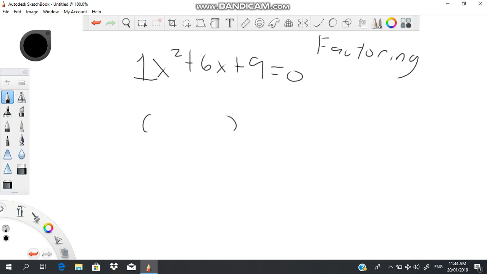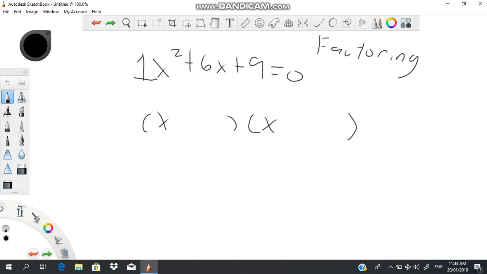Now first put two parentheses. And what two quantities multiply into x squared? Well, maybe two x's, right? Because x times x equals x squared. And we still have spaces, so we need to solve this. This is how you would solve it. This is the letter C and this is the letter B.